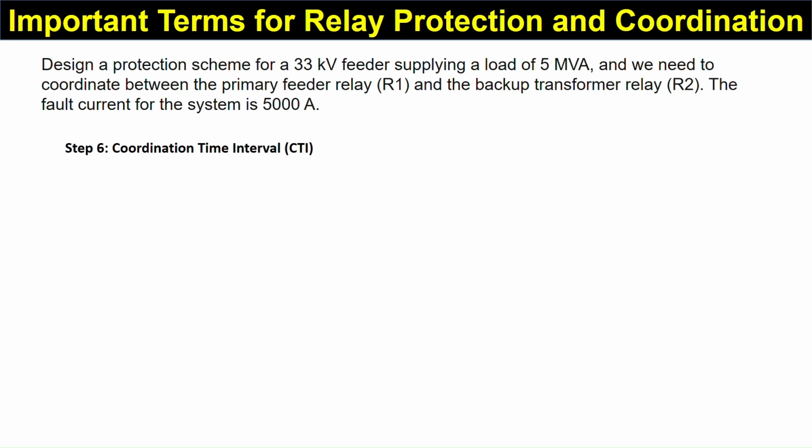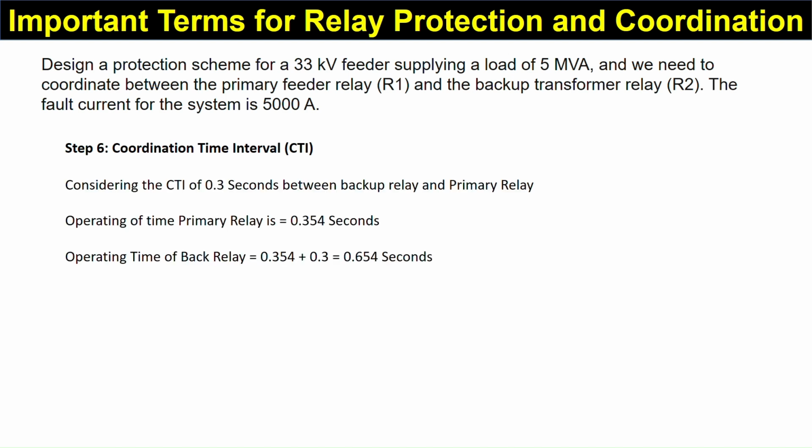So the operating time of the primary relay is 0.354 seconds. Now second is the coordination time interval, that is we have to make a coordination between the primary feeder relay and the backup relay, that is the transformer relay. So considering a CTI of 0.3 seconds between the backup relay and the primary relay, the operating time of the primary relay is 0.354 seconds and the operating time of the backup relay is 0.354 plus 0.3, that is 0.65 seconds.